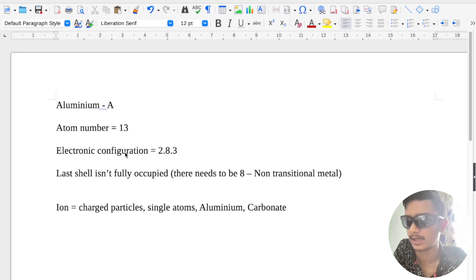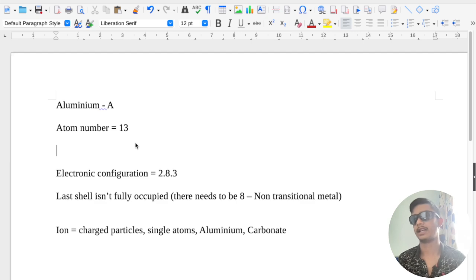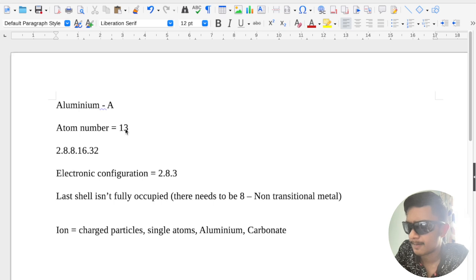But first, we need to look at the electronic configuration or energy levels of the atom. Let's take the aluminum element. First, we need to see its atomic number: how many electrons and how many protons. But for now, let's see the electrons. We got 13 electrons over here. As you know, the energy shell rule for these types of metals is 2, 8, 8, then it goes to 16, then 32, and so on. So, 13. The first shell gets full with 2. Then the second shell is also full, and on the third shell, there's only 3.